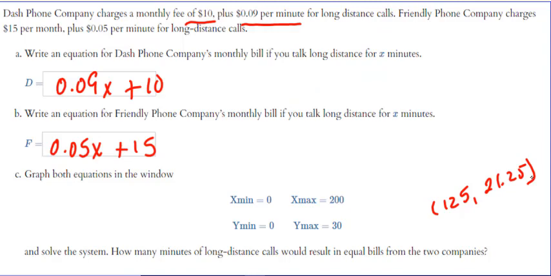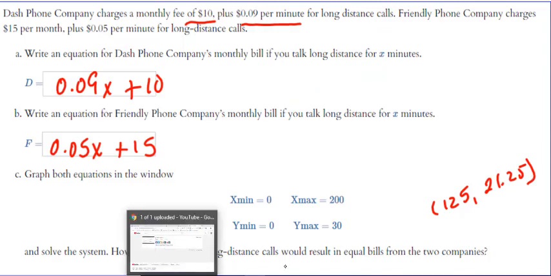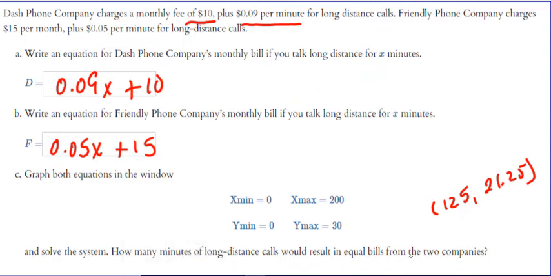Now, how many minutes would the long distance result in the two being equal? So what it would be is, it'd be 125 minutes, and the cost would be $21.25. Okay, so this concludes section 8.1 part 2's video.